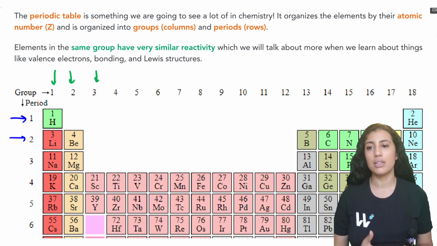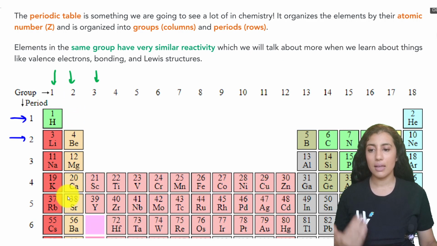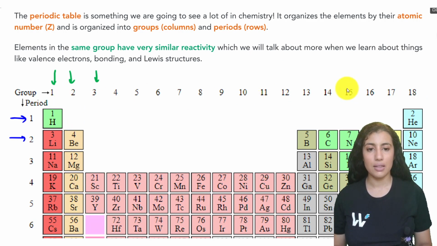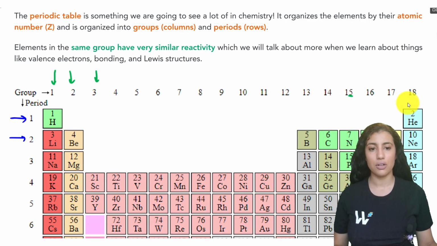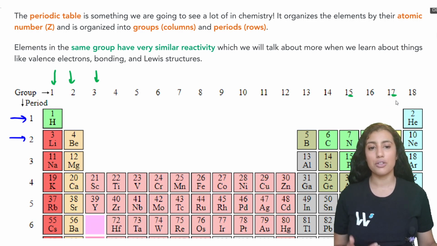Okay, another interesting thing about groups is that if we look at the last digit of the group number, for our purposes, it will tell us the valence electrons. So for example, 2 means that anything in this group has 2 valence electrons. Or 15, we look at the last digit, anything in this group has 5 valence electrons. Or group 17, anything in this group will have 7 valence electrons. And that is very important because it helps us understand why each group reacts the way they do. And it makes sense that they have similar reactivity since they have the same number of valence electrons in a group.